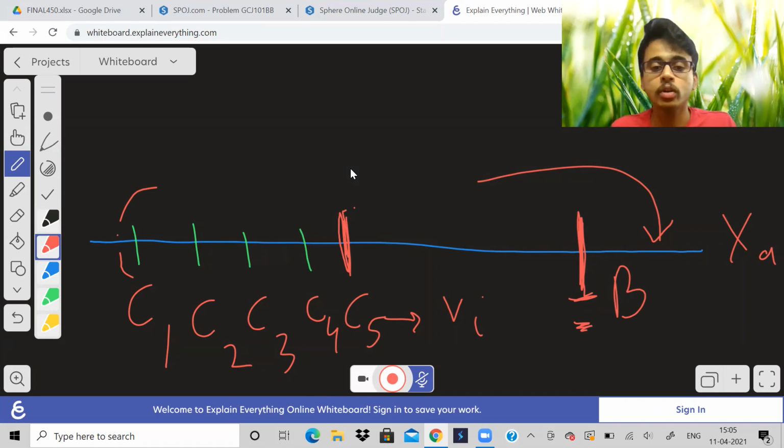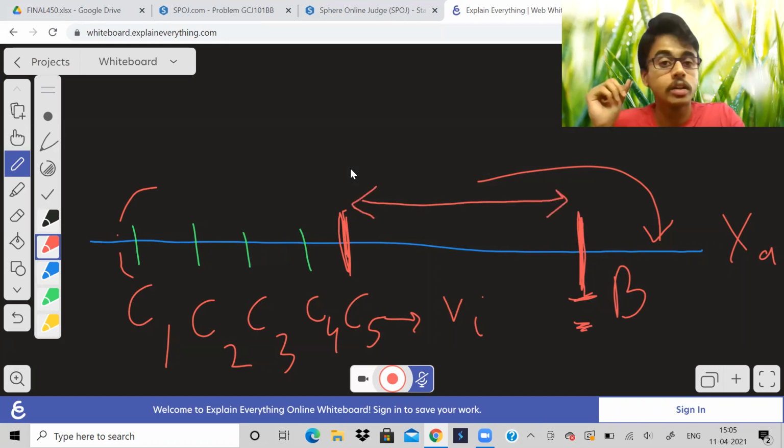Now, how do we know if this chick can reach the barn or not? We have to obviously calculate the distance between the position of the barn and the position of the chick. So that is B minus the X coordinate of the chick. But how much distance can the chick go?